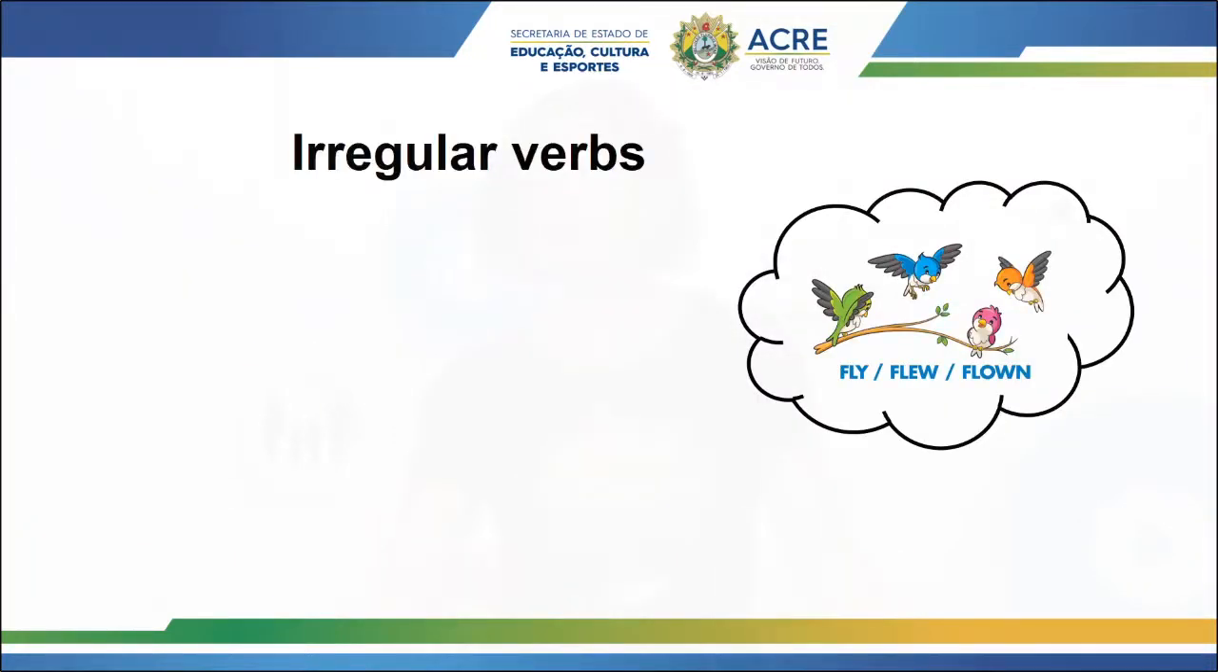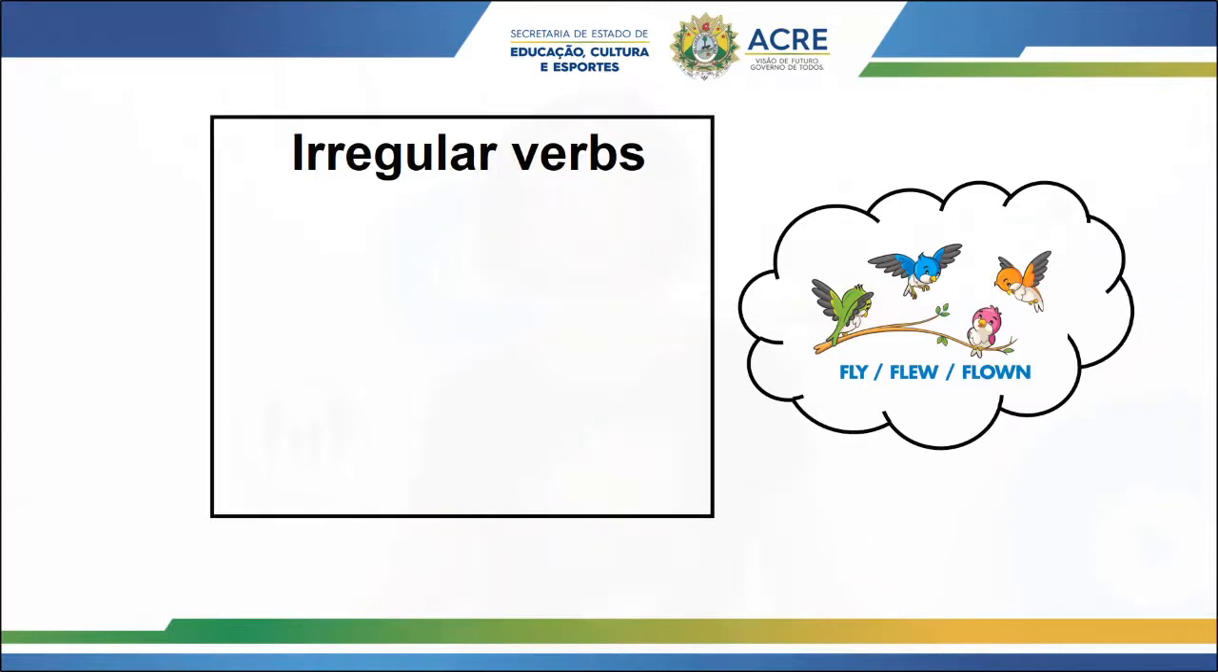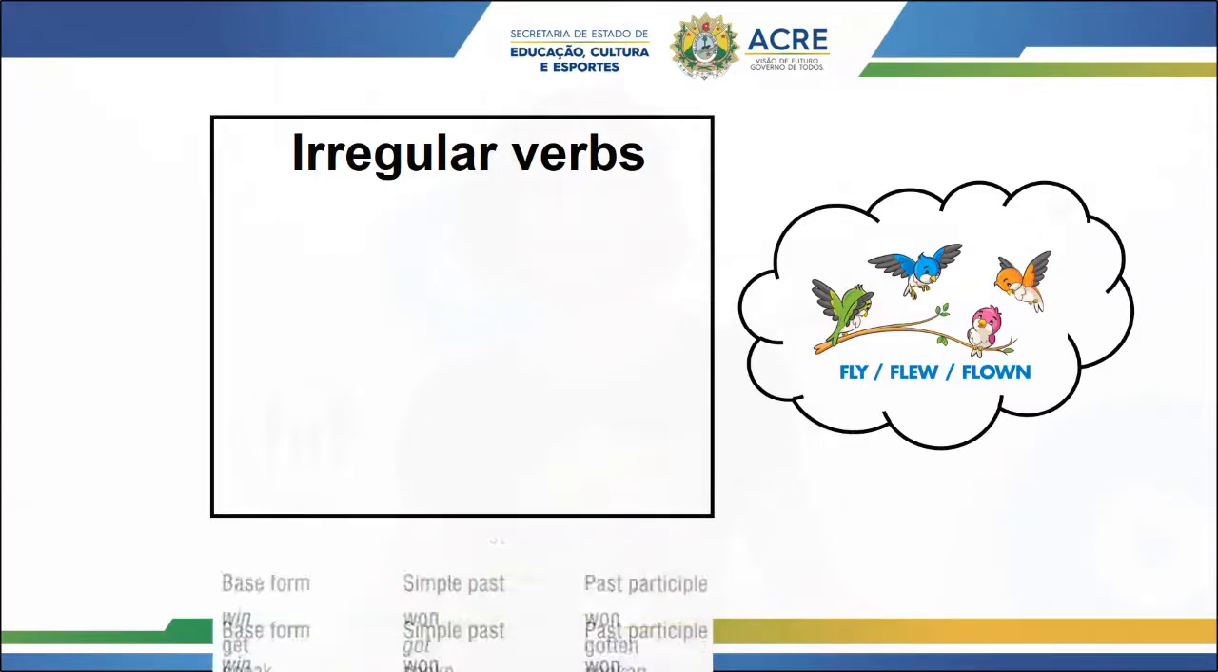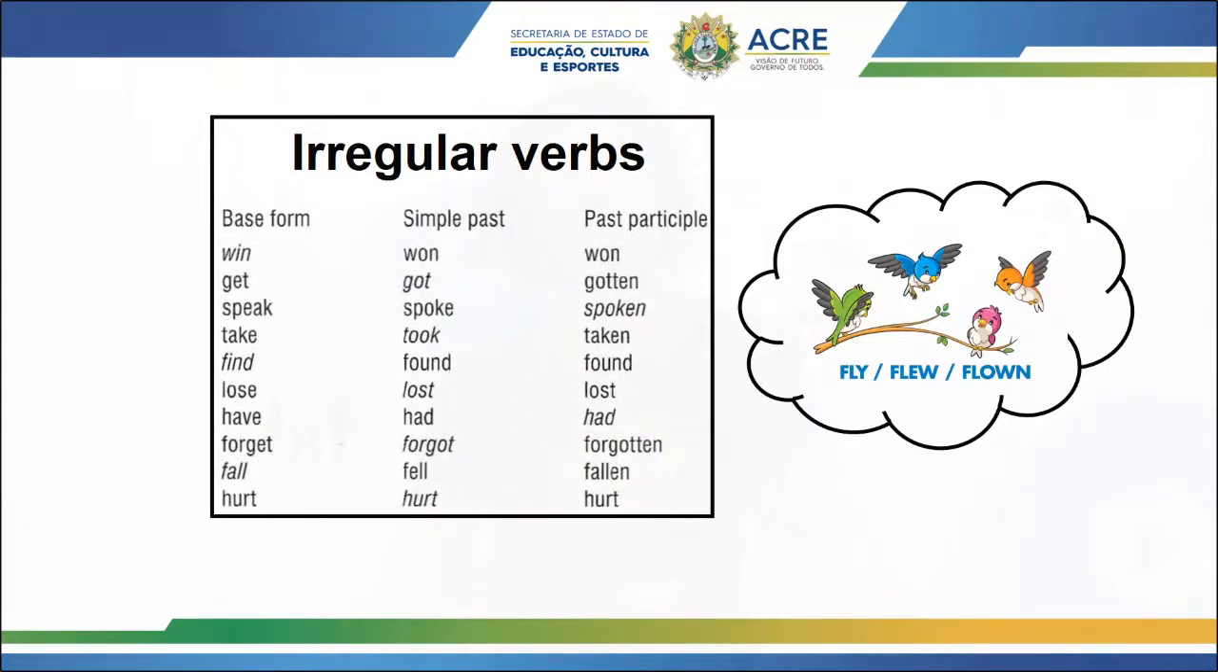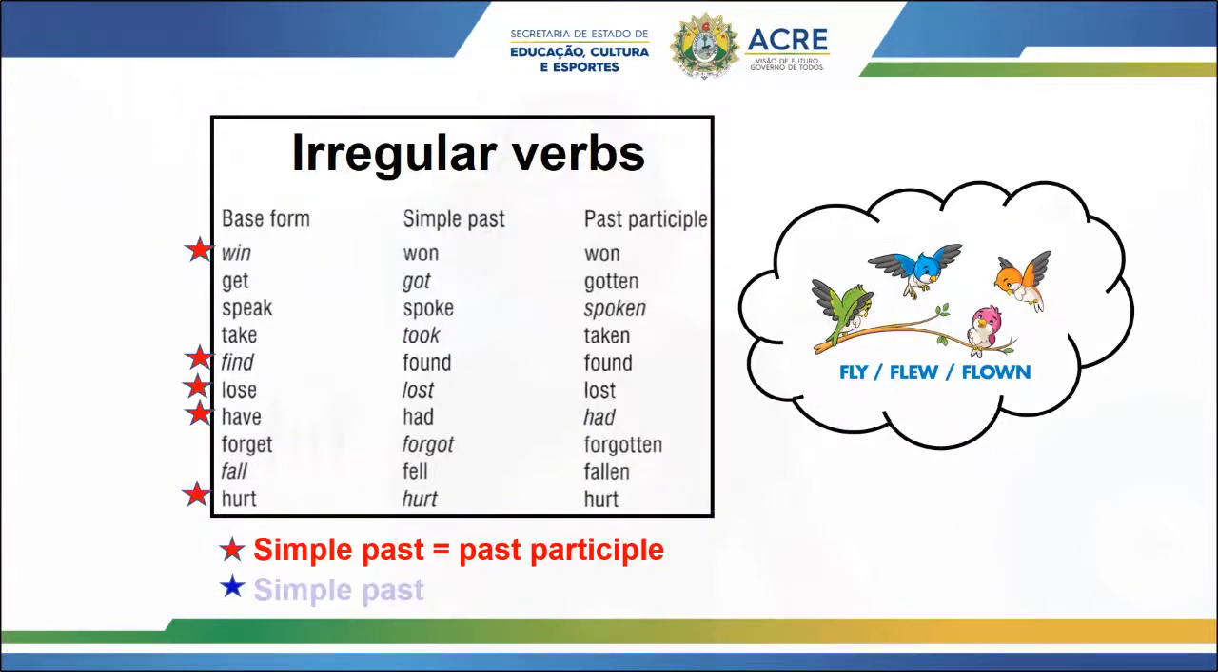Now, let's remember about the verbs, the irregular verbs. Fly, flew, flown. With irregular verbs, there are two situations. Situation number one, simple past and past participle are the same. For example, win, won, won. And there are more examples. Situation number two, simple past and past participle are different. For example, get, got, gotten. And there are more examples.